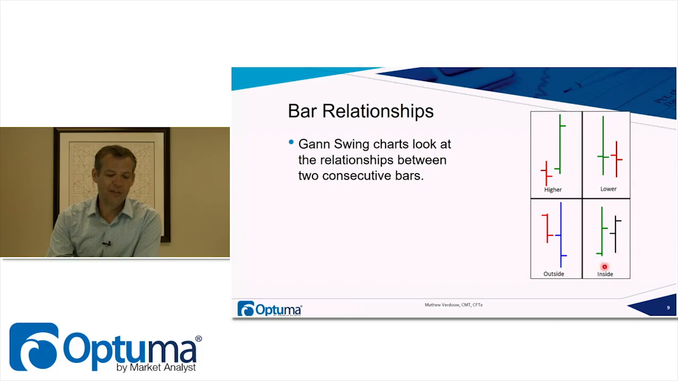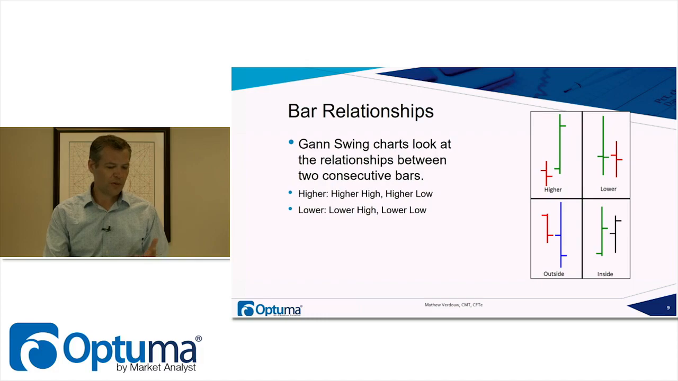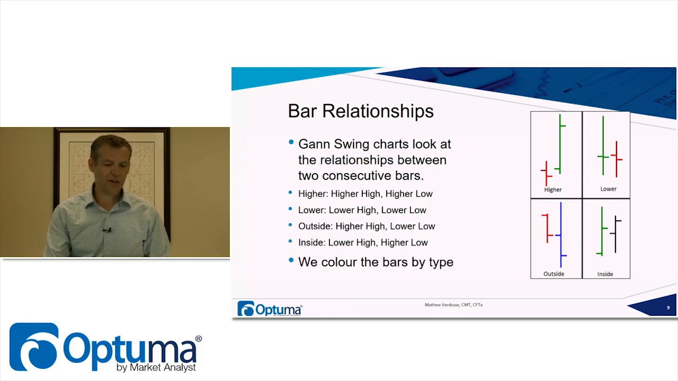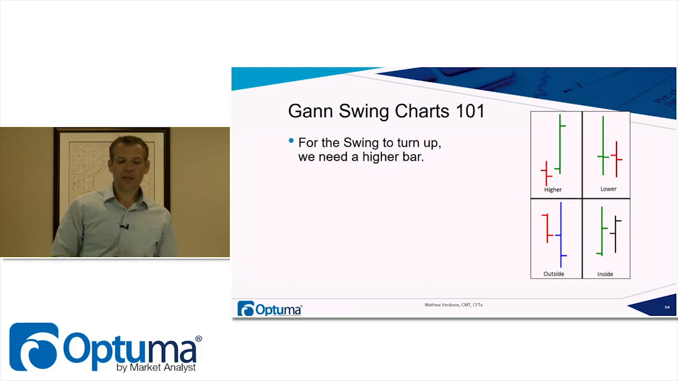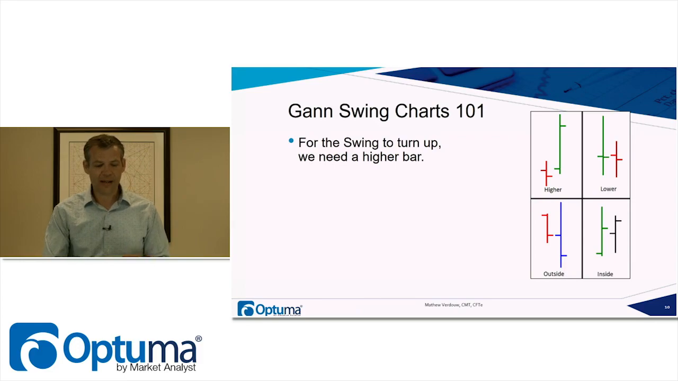And then we have our inside, which has a higher low and a lower high. And so it's these relationships that determine the building blocks, if you like, of the Gann Swing Charts. So we've got those ones there: higher, lower, outside, inside, and we colour all those bars by type. So for the swing to turn up, we need to have a higher bar.